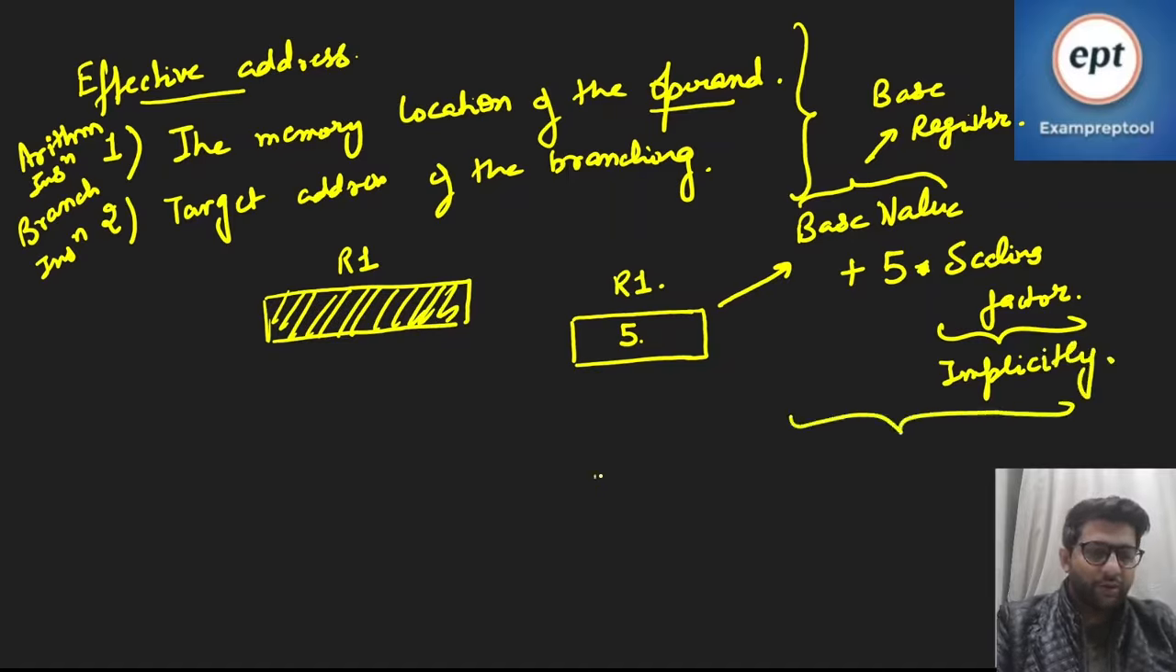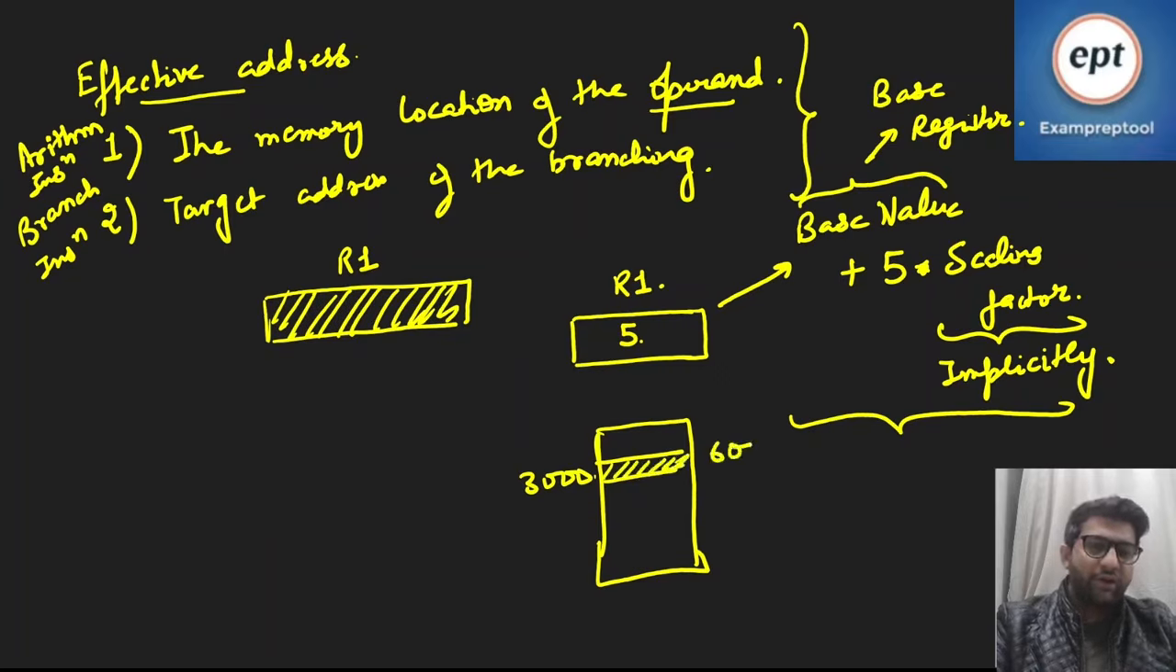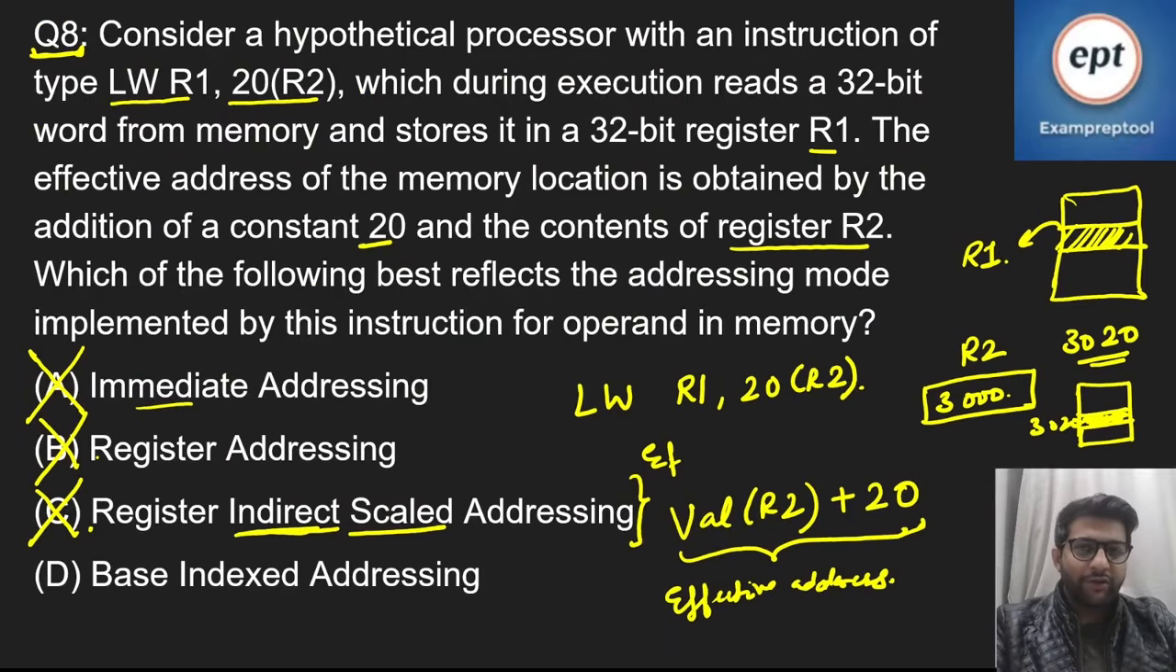This will give us a memory location, say 3000, and at that memory location another memory location will be stored, say 6000, and at that location our operand will be there. So this is how we get our operand in this addressing mode. Are we doing this in this particular instruction? No. So this is also wrong.